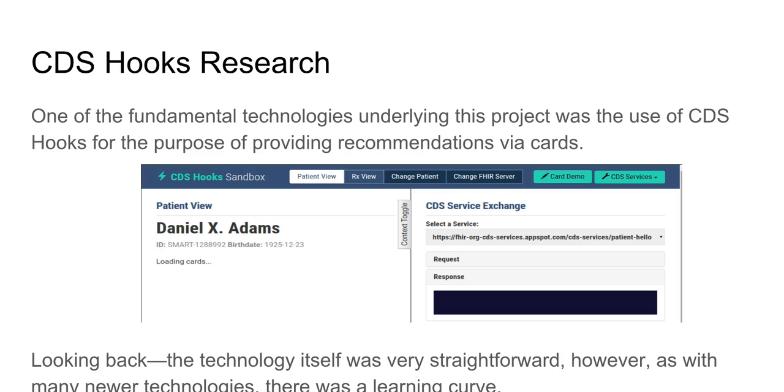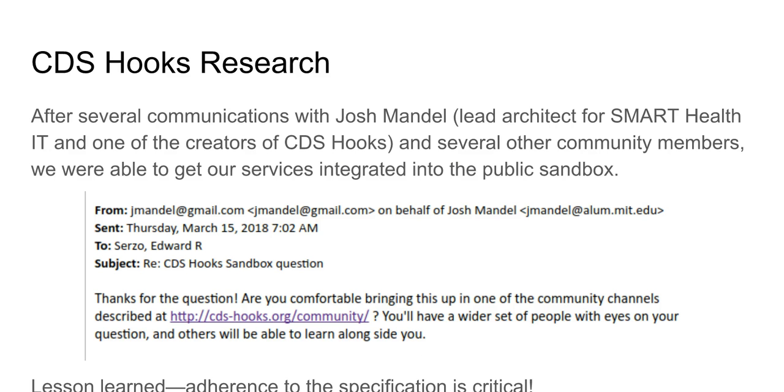One of the fundamental technologies underlying this project was the use of CDS hooks for the purpose of providing recommendations via cards. Looking back, the technology itself was very straightforward. However, as with many newer technologies, there was a learning curve. After several communications with Josh Mandel, the lead architect for the Smart Health IT and one of the creators of CDS hooks, as well as several other community members, we were able to get our services integrated into the public sandbox. Our lesson to be learned: adherence to the specification is critical.